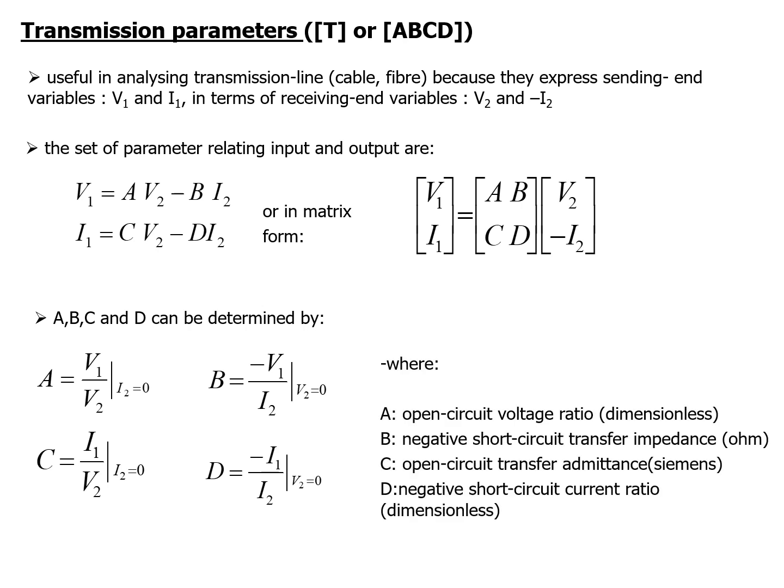A is the open circuit voltage ratio, which is dimensionless. B is the negative short circuit transfer impedance in ohms. C is the open circuit transfer admittance in Siemens. D is the negative short circuit current ratio, which is dimensionless.